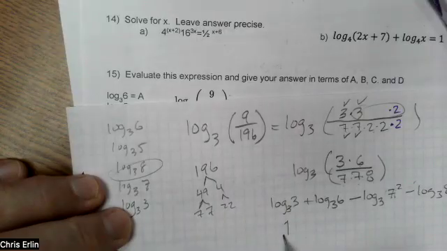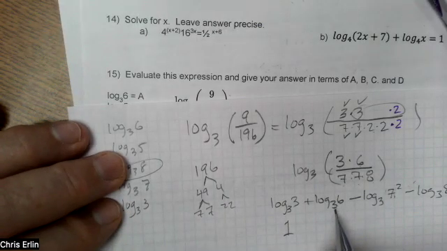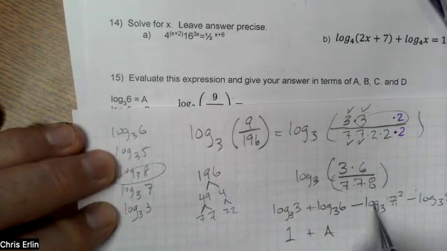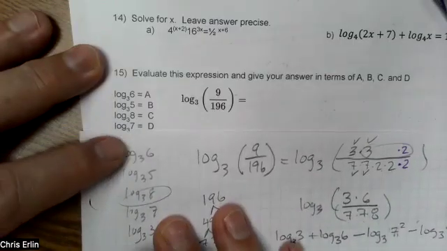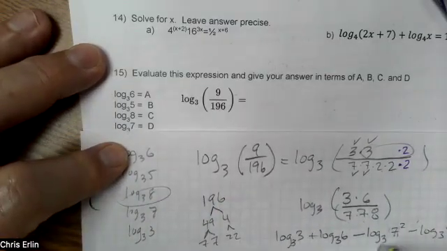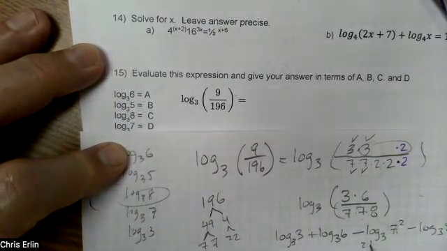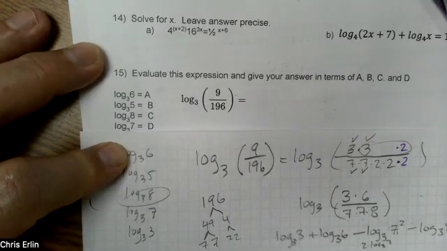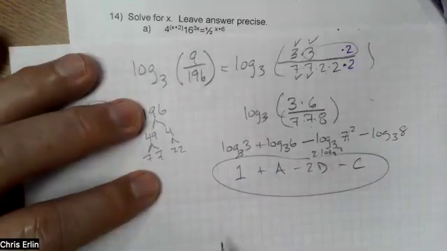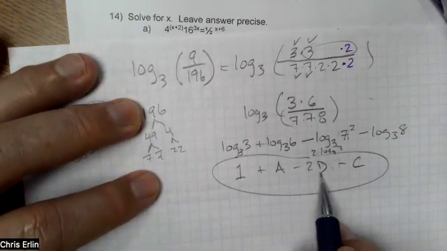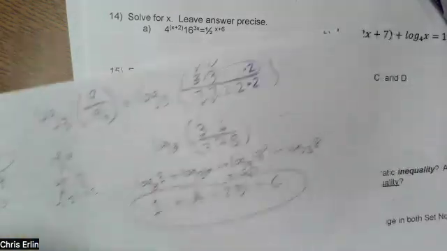Log base 3 of 3 is 1. Log base 3 of 6 is a. Log base 3 of 7 squared is the same as 2 times log base 3 of 7, which log base 3 of 7 is d, so that's going to be 2d. Minus log base 3 of 8, which is c. So there's my answer, 1 plus a minus 2d minus c. All right.